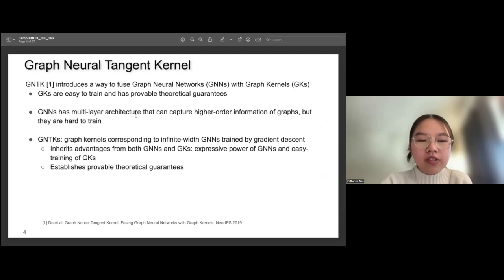So a previous work called graph neural tangent kernel introduced a way to fuse GNN with graph kernel, which could help us enjoy both advantages from GNNs and graph kernels, which are easy training from graph kernels and powerful expressive power from GNNs. Overall, graph neural tangent kernel is a family of graph kernels that correspond to infinitely wide GNNs that are trained by the gradient descent algorithm. This kind of graph kernel inherits the advantages from both GNNs and graph kernels, which is the expressive power of GNNs and the easy training of graph kernels. They also have provable theoretical guarantees from graph kernels.